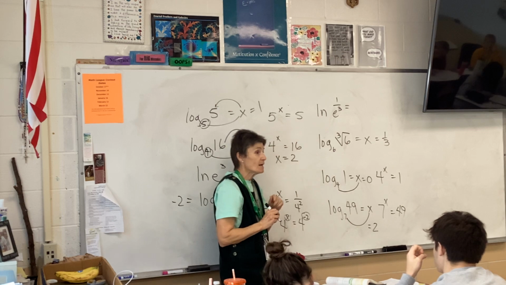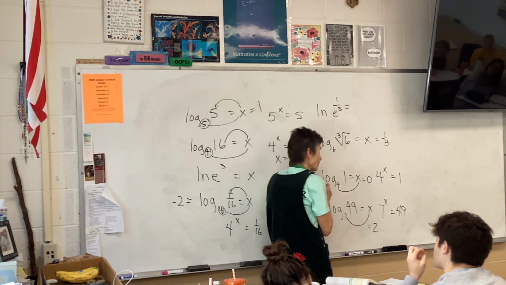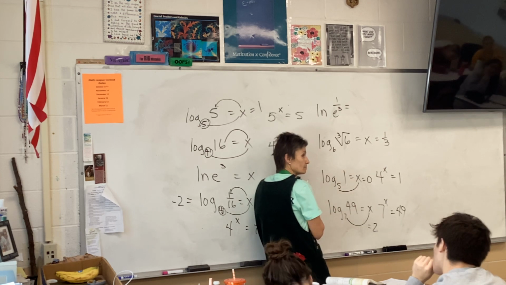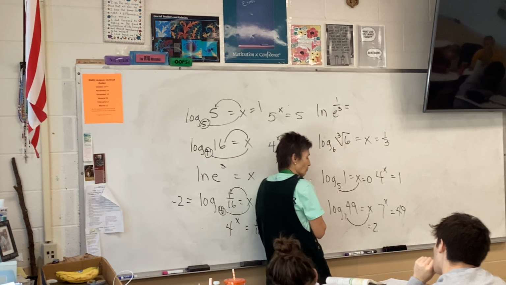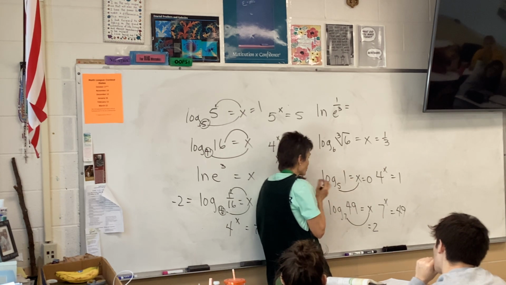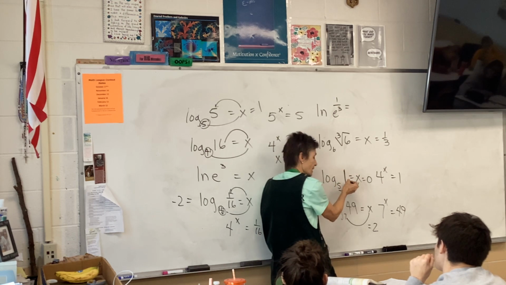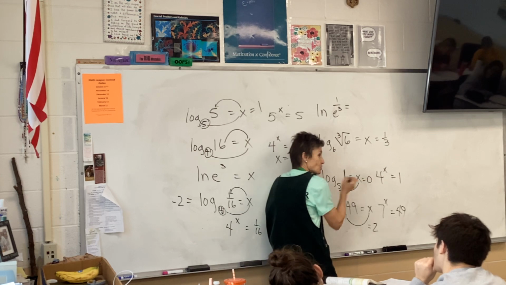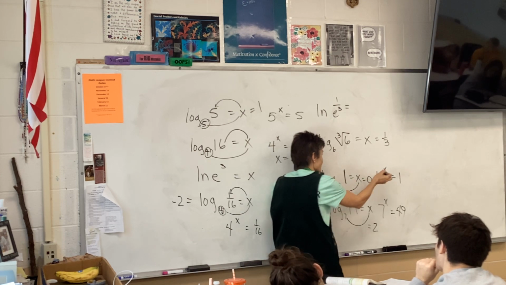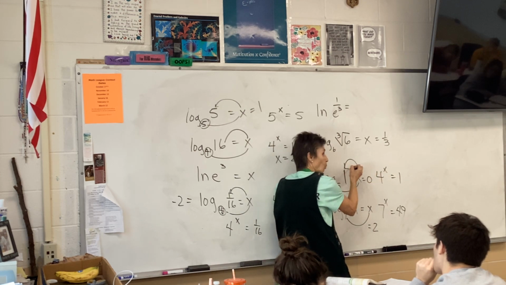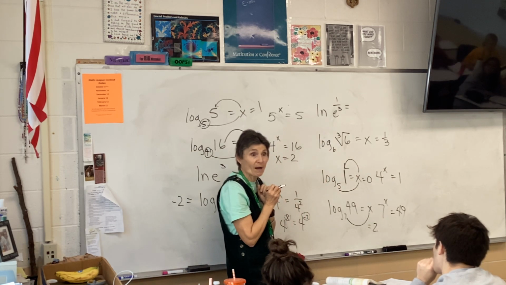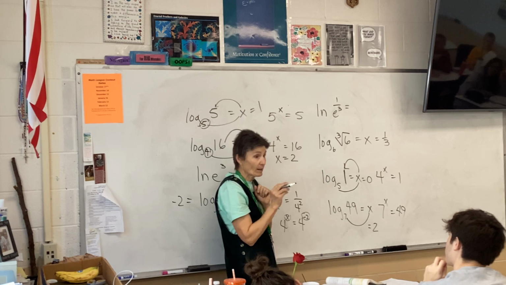4 to the 0. Now, would it matter if I changed this to a 5? Would it still be 0? So really, if this is a 1, that number can be anything, and the answer is going to be 0, because the only way to equal 1 is to raise to the 0 power. Right?